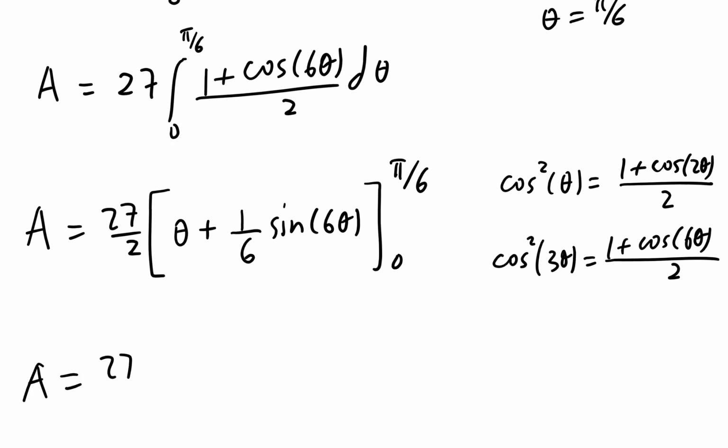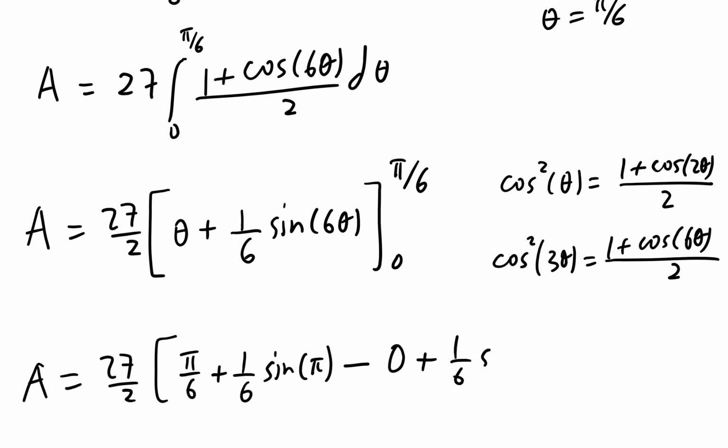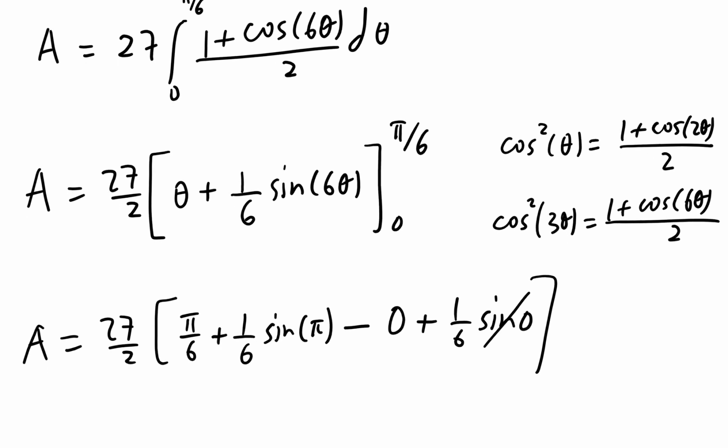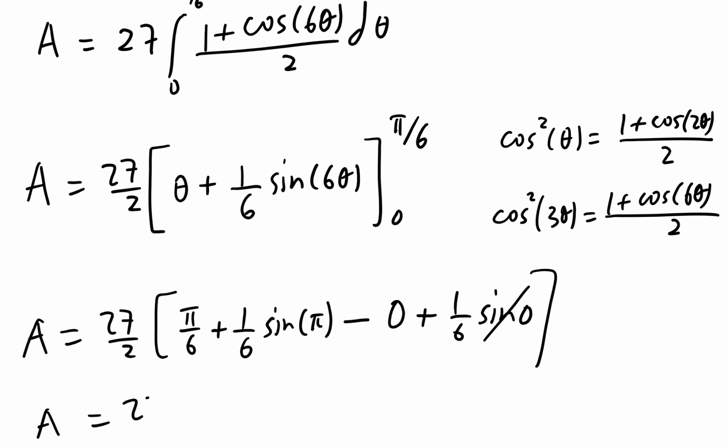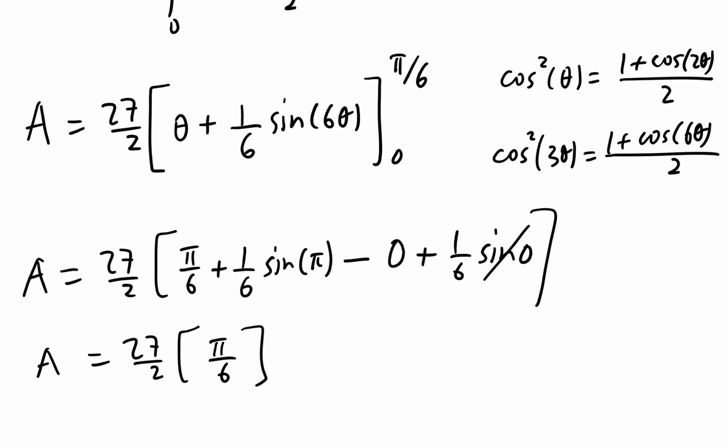Then we substitute the pi over 6 plus 1/6 sine pi, minus 0 plus 1/6 sine 0. Sine 0 is 0. A is 27 over 2 times pi over 6 plus sine pi is 0, so everything goes away. By 3/2 by 3/9. So 9 pi over 4.